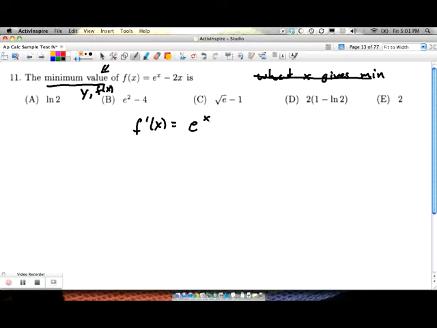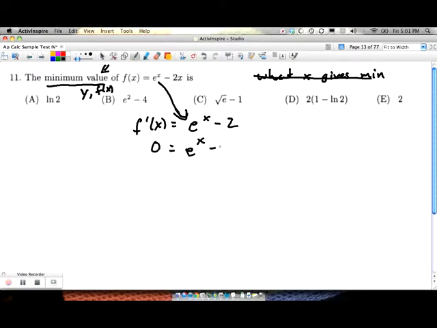F prime of x equals e to the x minus 2x. Why? Because the min is going to happen at some critical point where the function flattens out or peaks, and we only see that kind of stuff when we look at the derivative. Oh, whoops, I didn't even take the derivative. I meant to, but I kind of screwed it up. There. Okay, so we got e to the x minus 2. Wow, that wasn't that much different, because the derivative of e to the x is just e to the x, and the derivative of minus 2x is just negative 2.